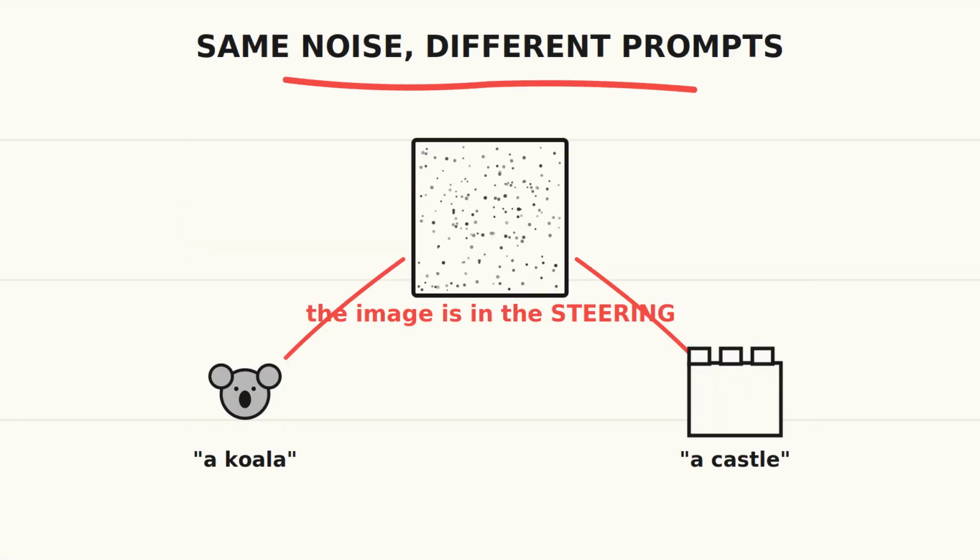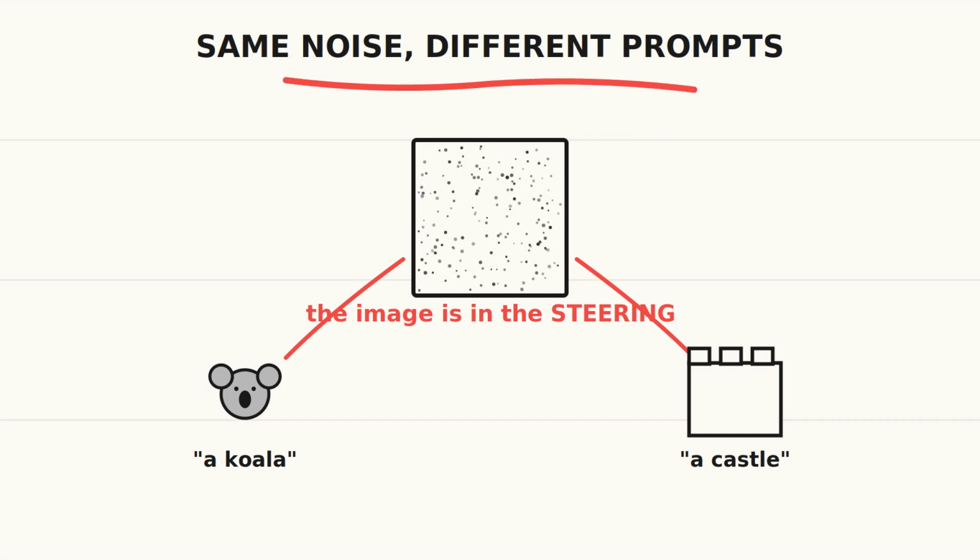Fun fact that breaks people's brains. The same starting noise can become a koala, a castle, or your nan's birthday cake, depending only on the words steering it. The image was never in the noise. The image is in the steering.